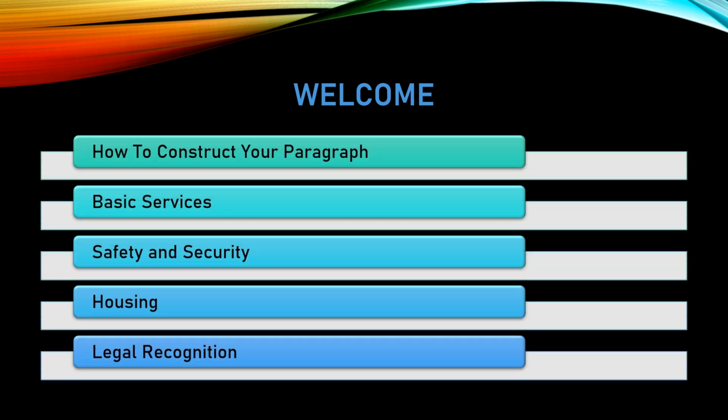So we will start by how to construct your paragraph, and we'll go to basic services where we'll be on the content for the paragraph. The second content of the paragraph will be safety and security. The third one will be housing, and the last one will be legal recognition.